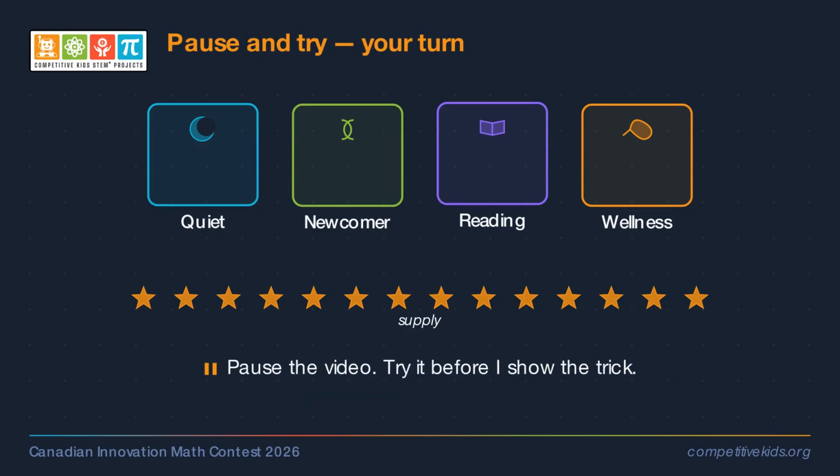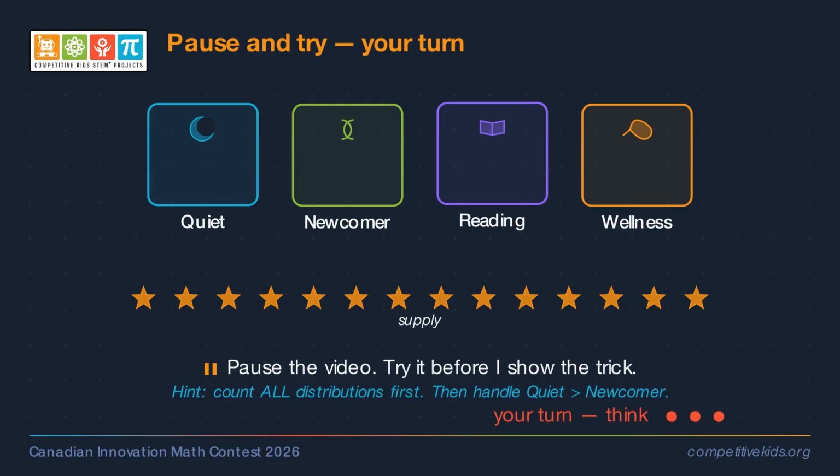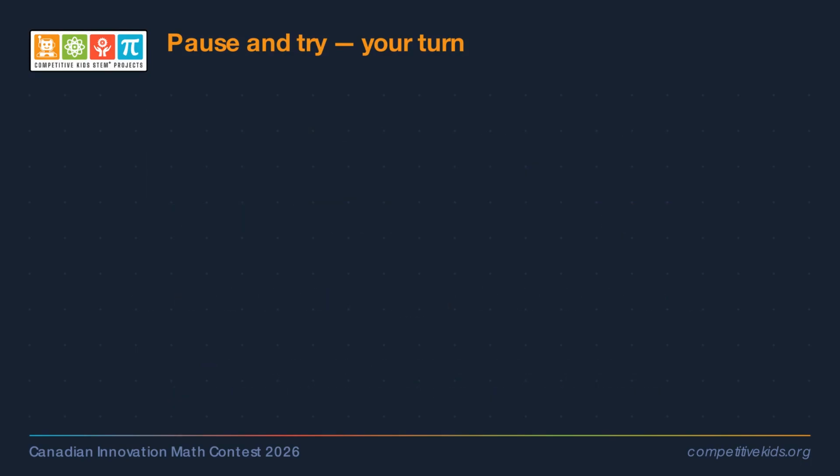Pause the video. Try it before I show the trick. Hint: count all the distributions first, then handle the quiet greater than newcomer constraint.